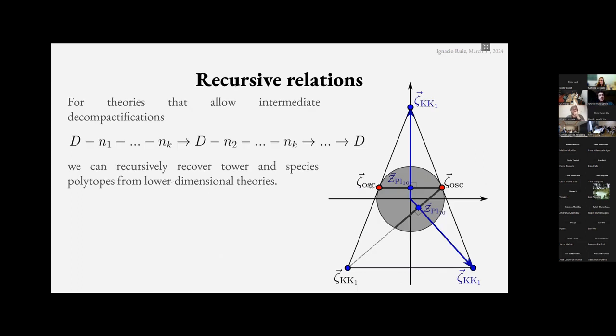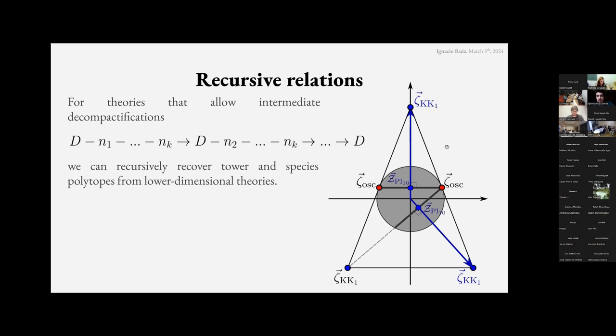We can do something that instead of compactifying down, we could go up. So if we have some compactification that allows for an intermediate decompactification, first one cycle, then another one, etc., we will be able to iteratively recover the different polytopes of the higher dimensions. And what is also interesting is that they are going to lay at the height of the species scale of the theory that we are moving towards.